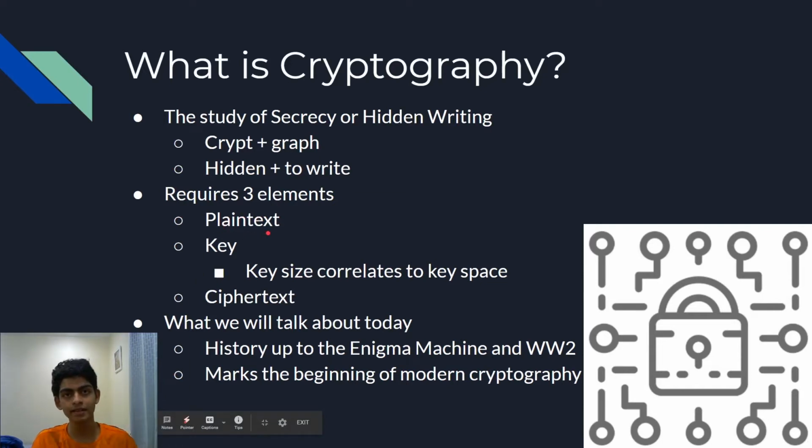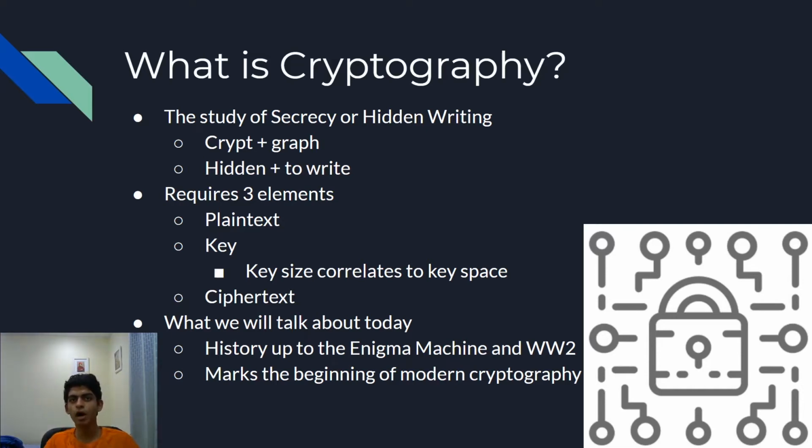It requires the plain text, which is what you want to encrypt, what you don't want the person seeing. The key, which is kind of like the piece of information you need to convert the plain text into the ciphertext, and the ciphertext back to plain text in some cases. So the key is kind of like the secret.